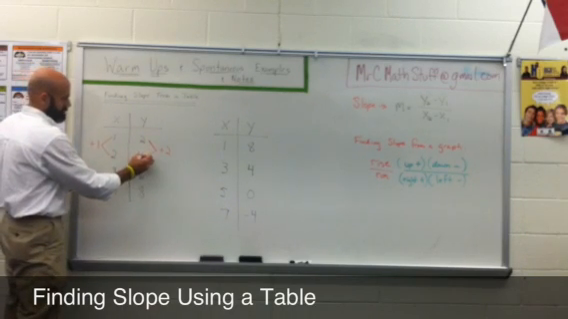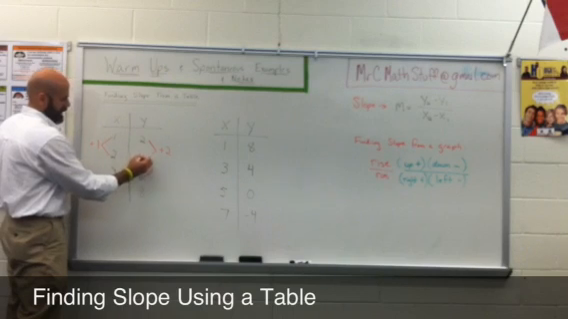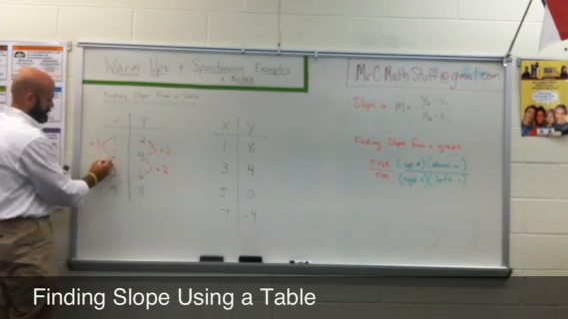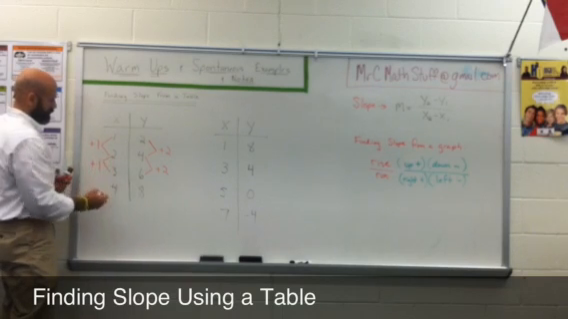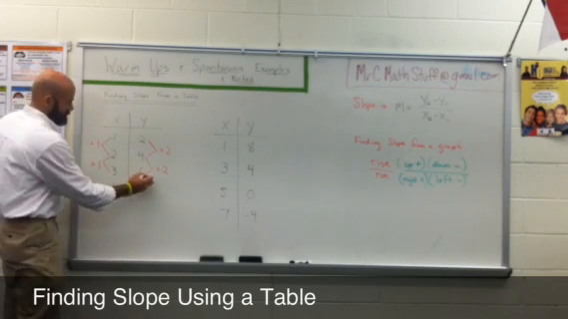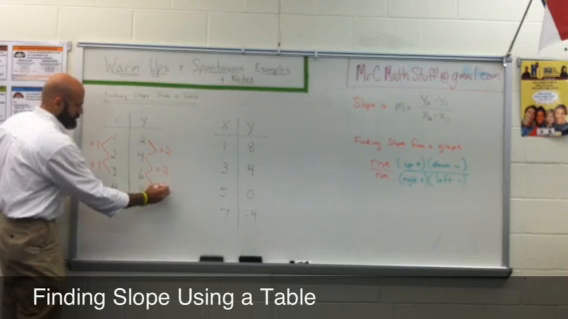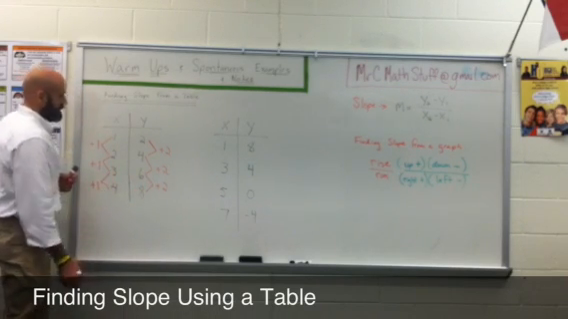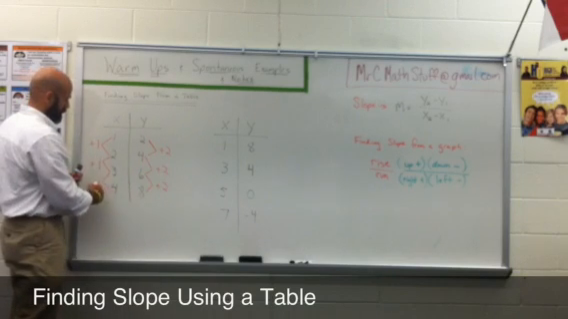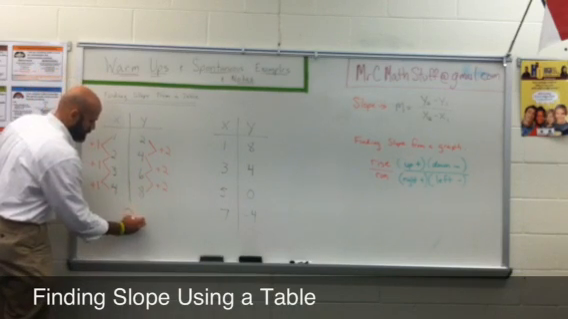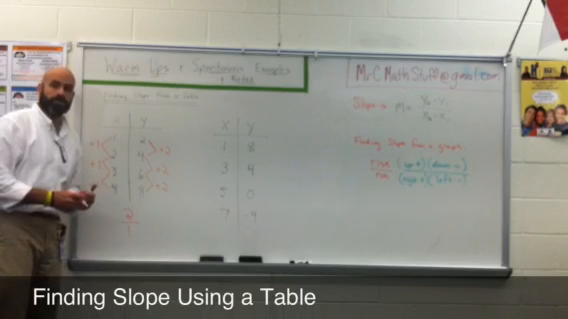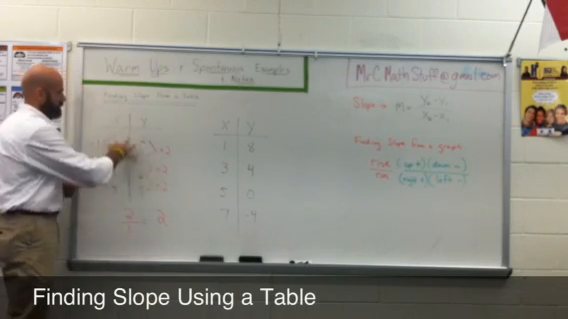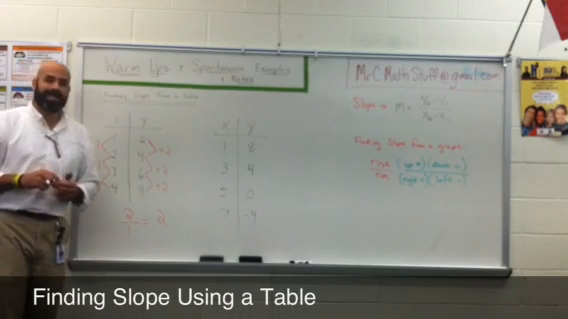So from my second point to my third point, I go from 4 to 6, which is a positive 2. And from my second to my third x, I get a plus 1. And likewise for the next point, from 6 to 8 is a plus 2, and from 3 to 4 is a plus 1. So my change in y over my change in x is 2 over 1, which in simplest form would simply be 2. My slope for this linear function is 2.